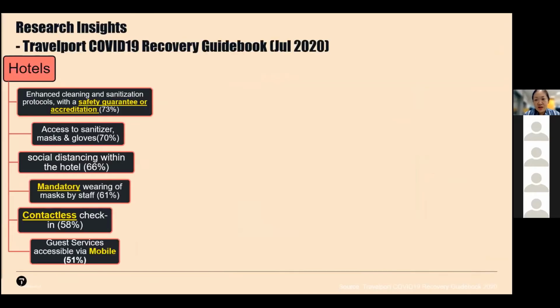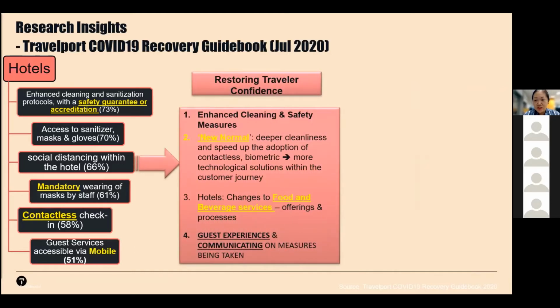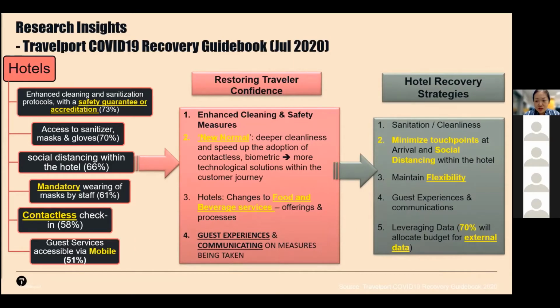For hotels, enhanced cleaning and safety measures are the top important factors to rebuild confidence. So what is the new normal? Deeper cleanliness, and speeding up the adoption of contactless and more technology within the customer journey. For hotel recovery strategies, minimizing touch points at arrival, social distancing within the hotels, and maintaining flexibility with cancellation policies and services are very important. It's very interesting that the hotels also shared they are using a lot of data. 70% of them will allocate budget for external data.